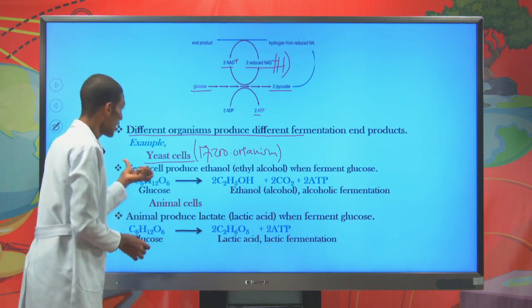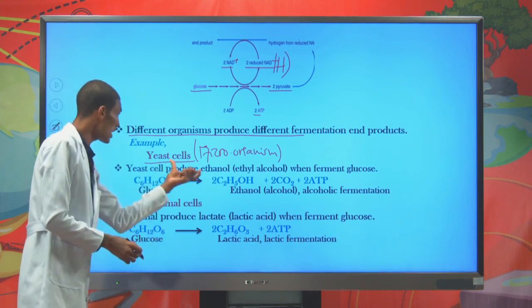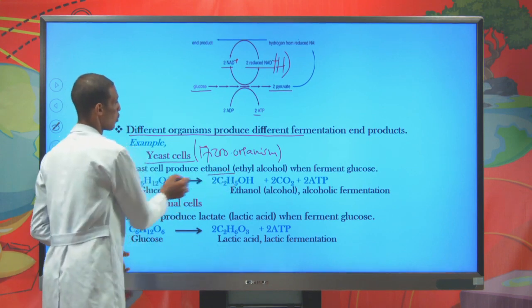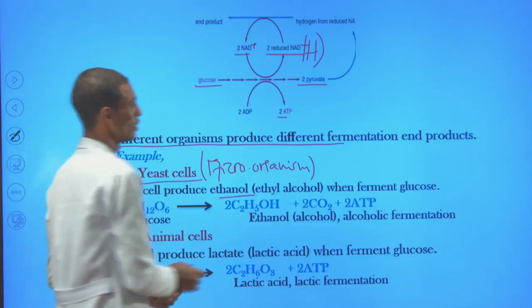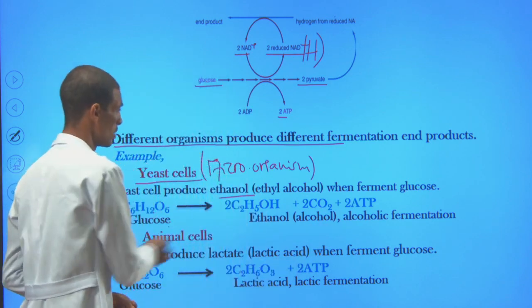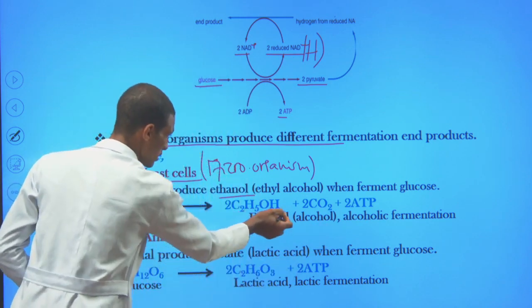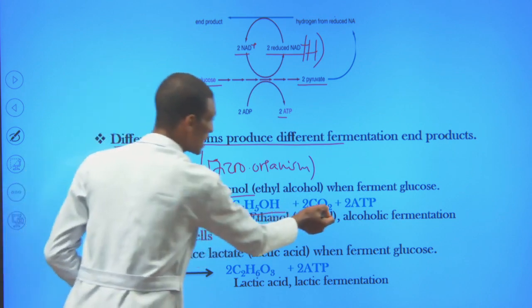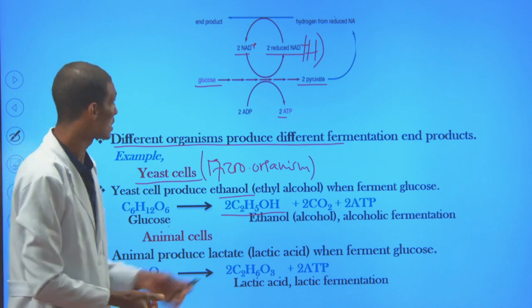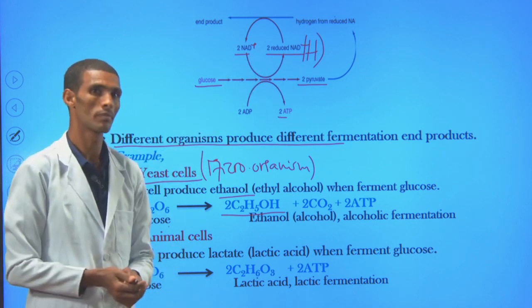The end product that yeast end with when they ferment glucose is ethanol, or alcohol. When they ferment glucose, a 6-carbon molecule, there is ethanol, and again there are 2 carbon dioxide, 2 ATP, and together there is 2 NAD again.